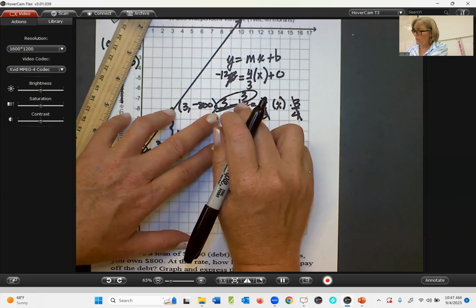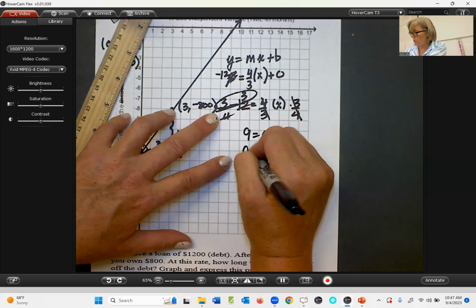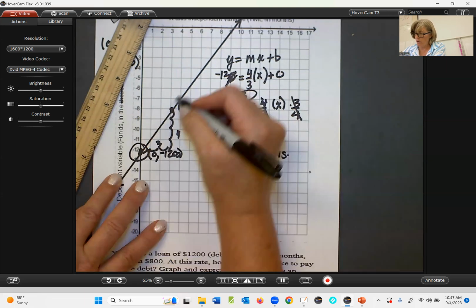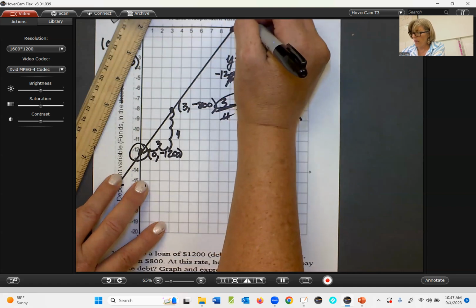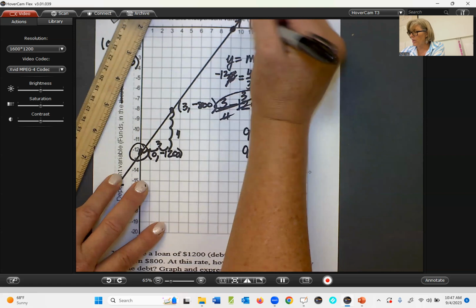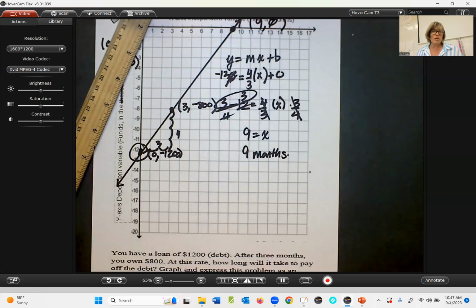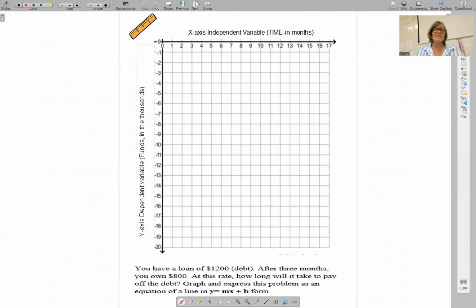Because time can't be negative, 3 times 3 is 9. So we have 9 months. At 9 months, your debt will be 0. And if you take a look here, there it is right there. That is our prediction. At 9 months, our debt will be 0. So that will empower you to understand your budget. Don't forget to summarize the key things you have learned today.